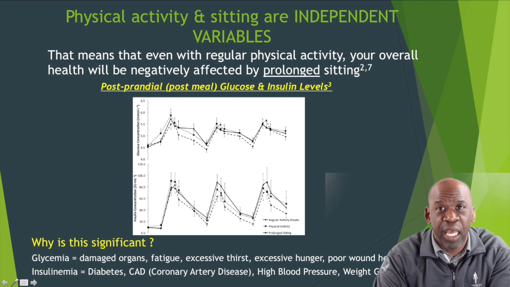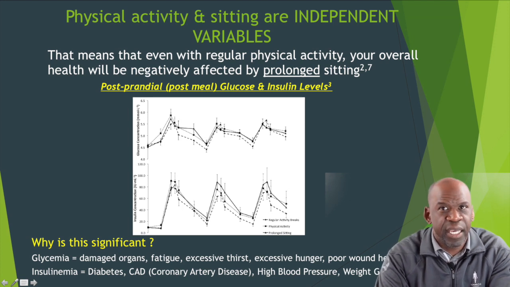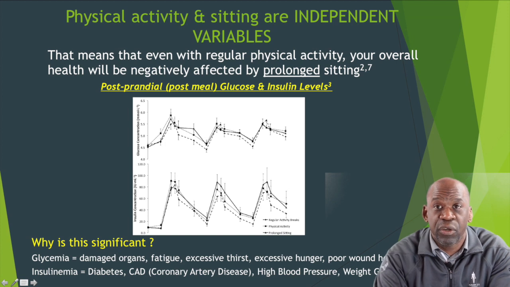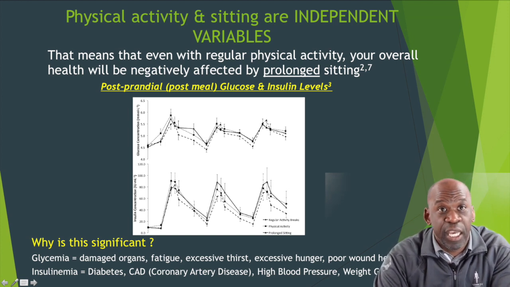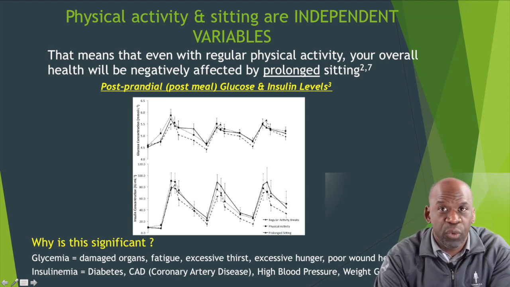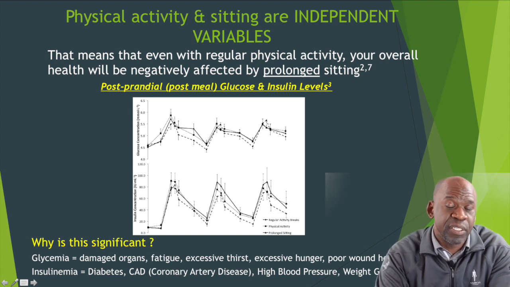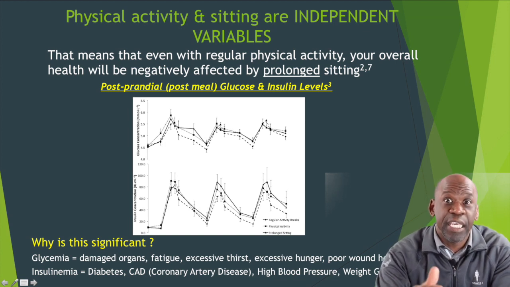High glucose levels and high insulin levels are a problem. High glucose levels are associated with damaged organs, fatigue, excessive thirst, excessive hunger, poor wound healing, and a number of other issues. High insulin levels are associated with diseases such as diabetes, coronary artery disease, high blood pressure, weight gain, obesity, etc. So basically, you don't want either of these things. And the more intermittent activity you engage in, the less likely you are to have either of them.